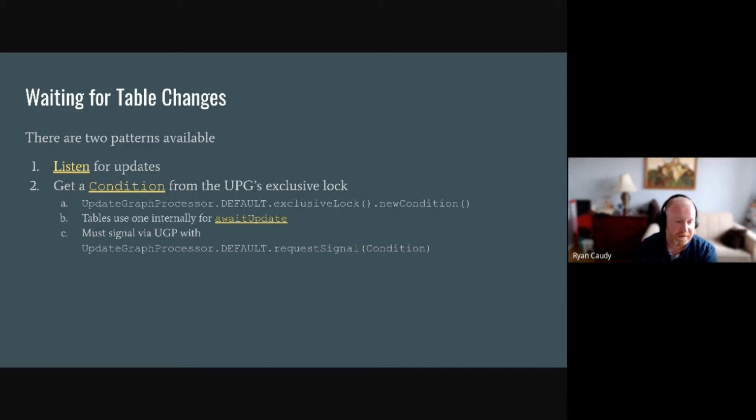I might actually give an example of how this works, but the key here is that if you're in a script, for example, and you can't make progress until some changes have been delivered under the update graph processor, you're going to have to get one of these condition variables or use the await update method on a table in order to unblock the update graph processor and allow it to make progress. Or again, use a listener for callbacks.